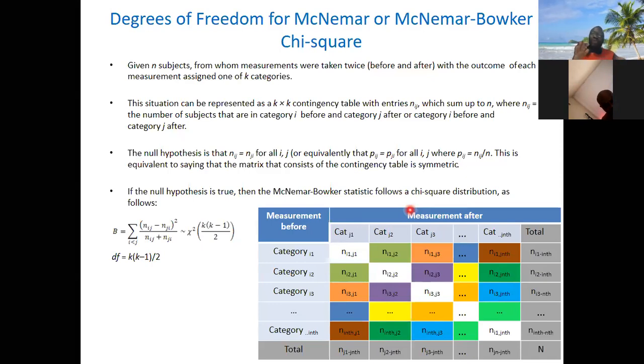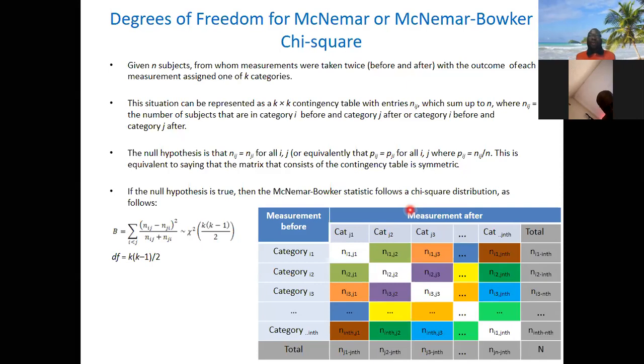So because there are two outcomes, either hypertensive or not, it's McNemar, because when you cross-tabulate, along the row will be the before, along the column will be the after. But in McNemar-Bowker, that is McNemar and McNemar-Bowker together, what happens is that you have more than two categories.